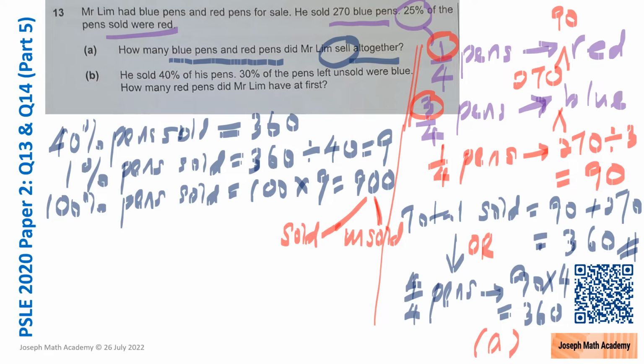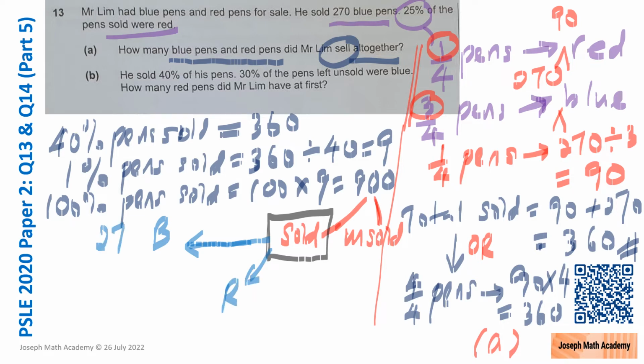Now, the sold category, we know that there are two colors. So I'm going to branch out to two colors. What are the two colors? You have the blue and the red. We know that there are 270 blue pens sold and there are 90 red pens sold. Then the unsold ones must be 900 subtract 360, and that gives us 540. So there are 540 unsold pens.